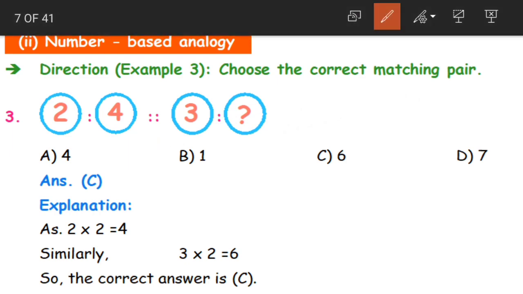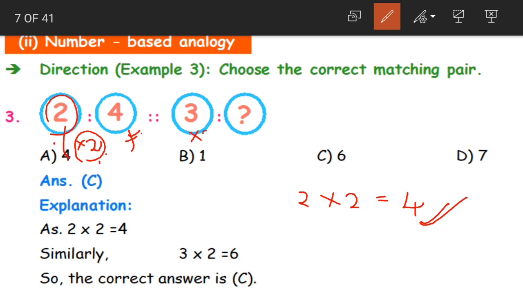See, we have 2, 4. 2 is to 4 as 3 is to dash. Now what is the relationship? When we multiply 2 with 2, we'll get 4. This is the relationship between 2 and 4. Yes, when we multiplied it with 2, we'll get our second number. That means when the first number is multiplied with 2, we'll get our second number.